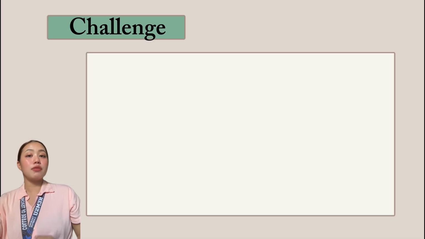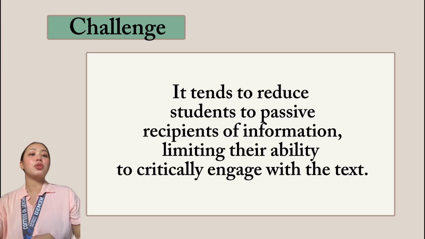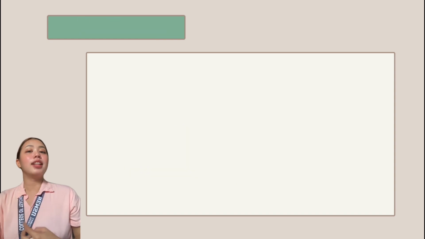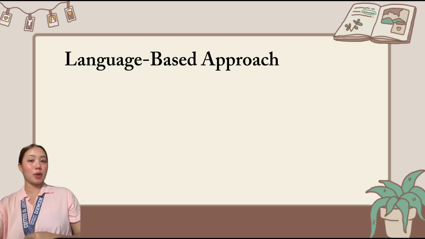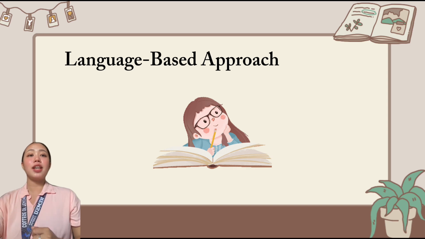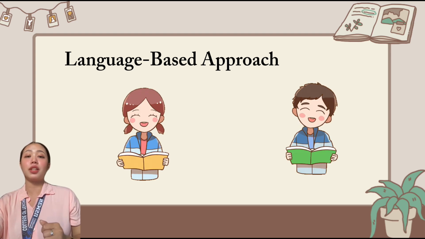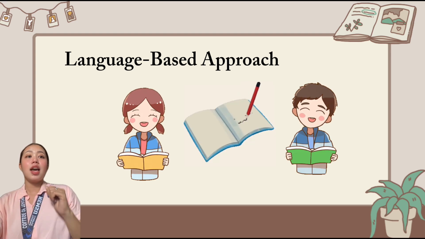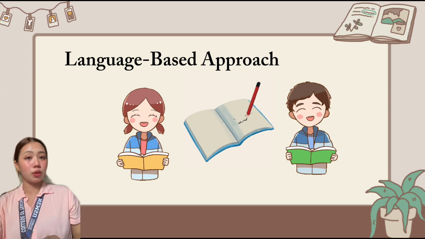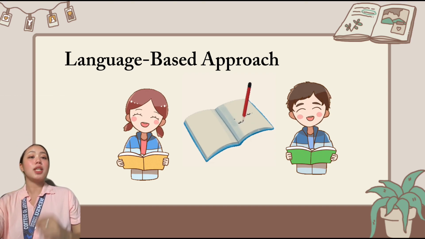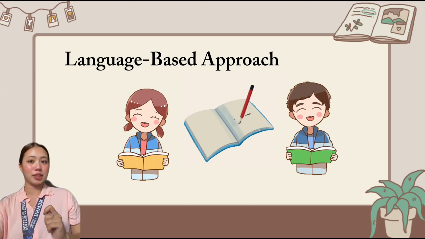The challenge of this approach is that it tends to reduce students to passive recipients of information, limiting their ability to critically engage with the text. Now, let's move on to the language-based approach, as it became vital to look for a more effective approach to teaching literature that would help learners interact profoundly with literary texts, as well as reconsider the teacher's role. A language-based approach seemed to be the appropriate option.